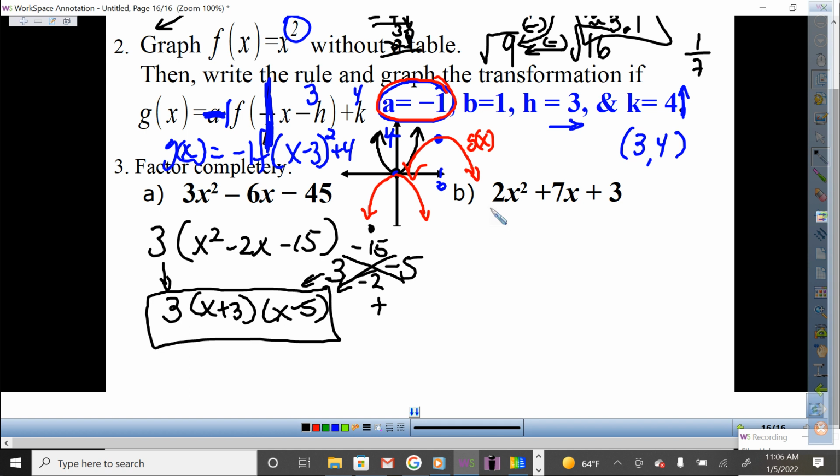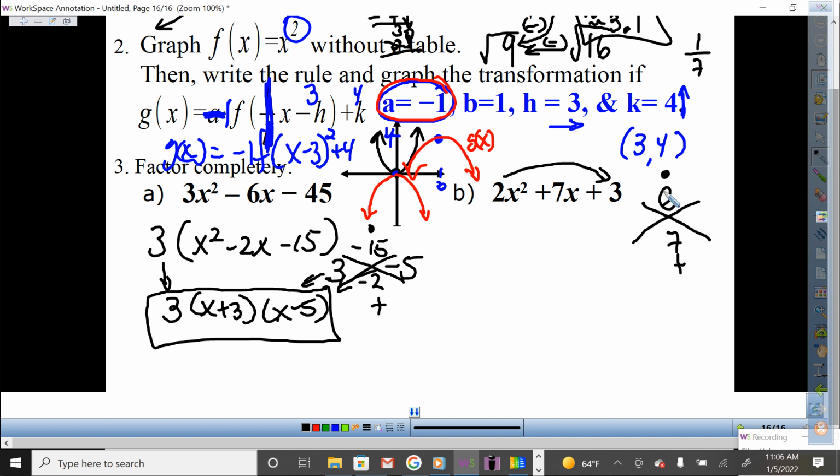Part B. 2x squared plus 7x plus 3. Is it in standard form? Yes. Is there a GCF? No. So that means we go straight to our parts. Can you remember what number we're going to write on top? All right, what number, Brooke? 6. That is correct, because 2 times 3 is 6. Yeah, we have a coefficient now. And then the 7 goes down here.